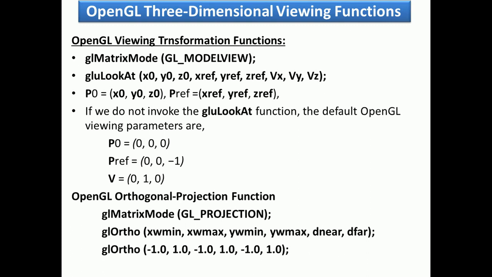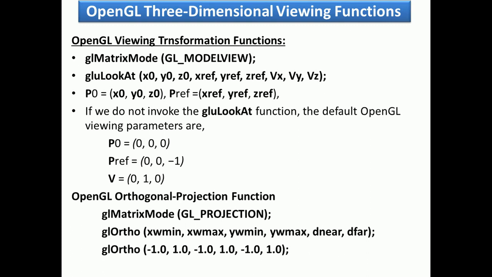Viewing parameters are specified with the gluLookAt function, and they are used to form the viewing transformation matrix. This matrix is formed as a combination of a translation, which shifts the viewing origin to the world origin, and a rotation, which aligns the viewing axis with the world axis.